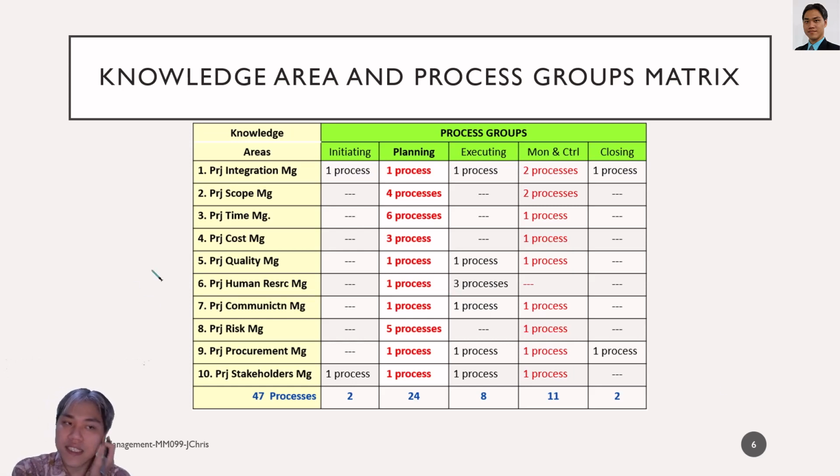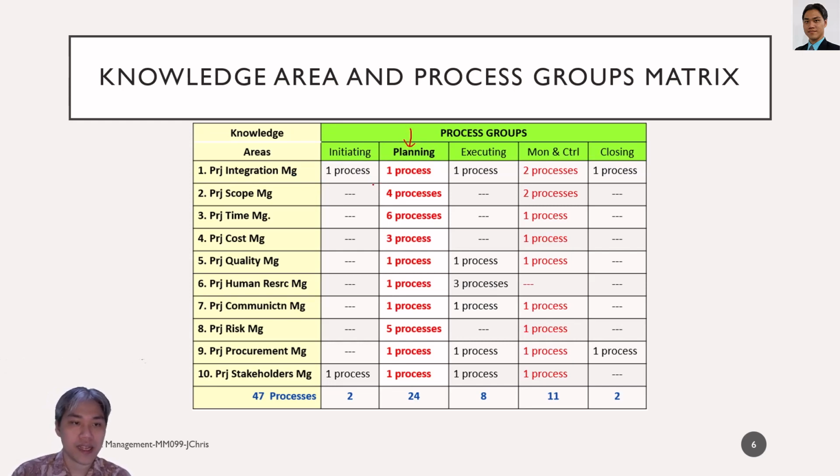So in this matrix, you can see that there's project integration management, project scope management, project time management, and so on. There are 10 knowledge areas here, and they correspond with the process groups. We have 5 process groups: initiating, planning, executing, monitoring and controlling, and closing. And we have come to this part, planning.